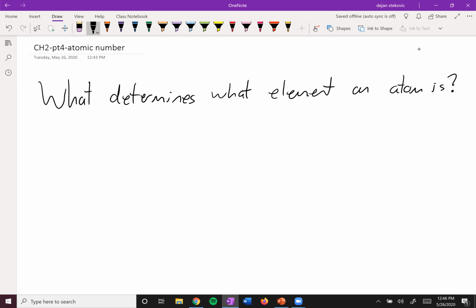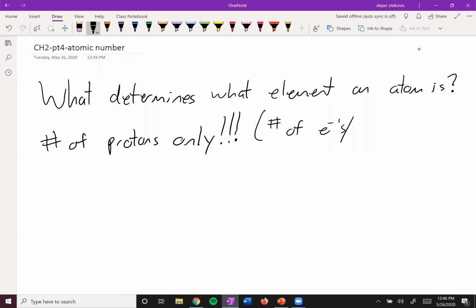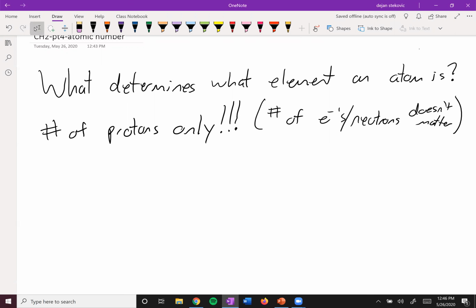And the answer to that question is that it's the number of protons only. Only the number of protons determines what element an atom is. The number of electrons and the number of neutrons does not matter when it comes to identifying what an atom is. Right? Is it a gold? Is it a silver? That kind of thing. So the number of electrons and neutrons doesn't matter. All that matters is the number of protons.